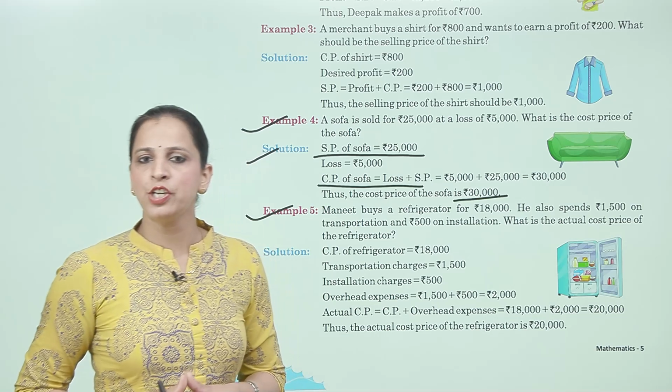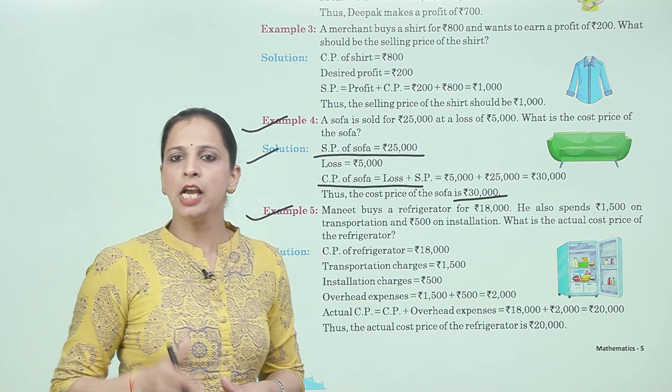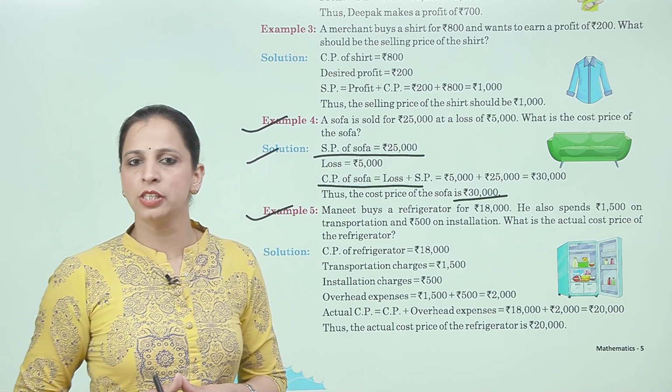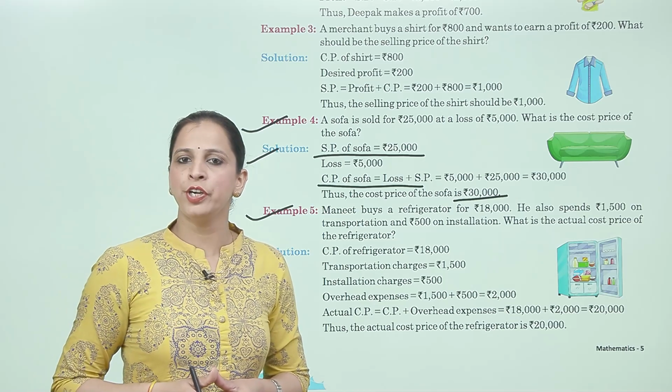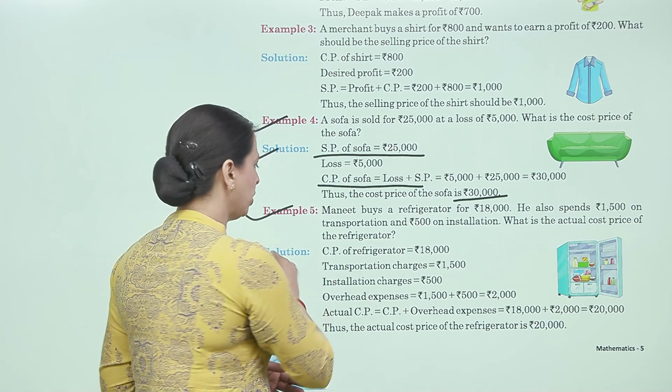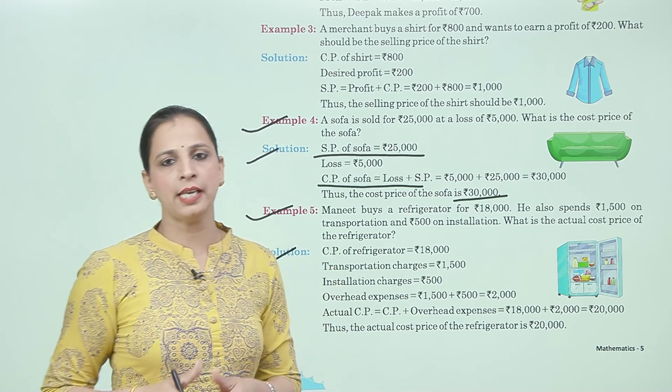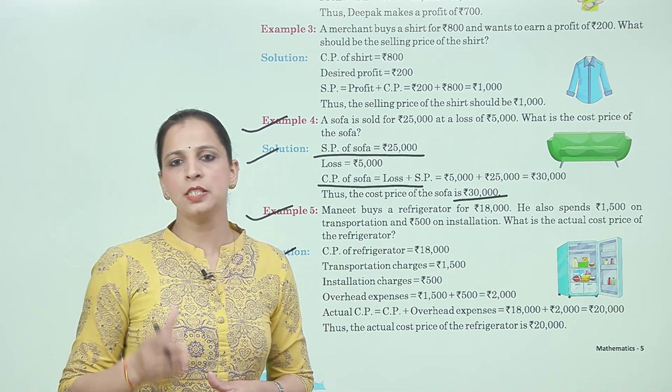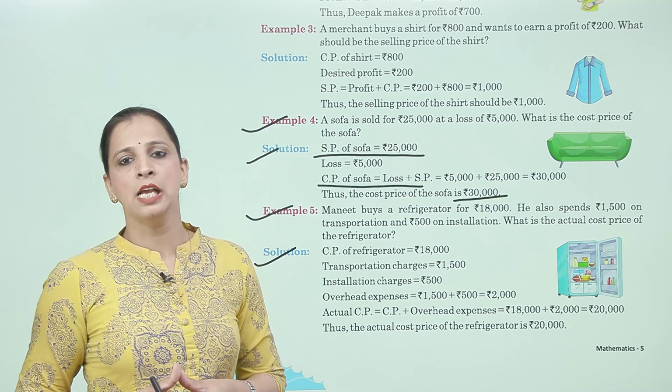Maneet buys a refrigerator for rupees 18,000. He also spends rupees 1,500 on transportation and rupees 500 on installation. What is the actual cost price of the refrigerator? Solution. Cost price of the refrigerator is 18,000. Transportation charges 1,500. Installation charges 500.